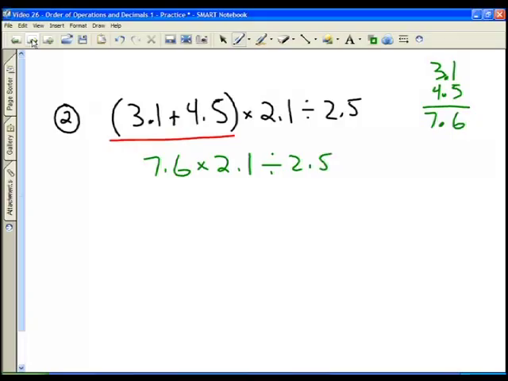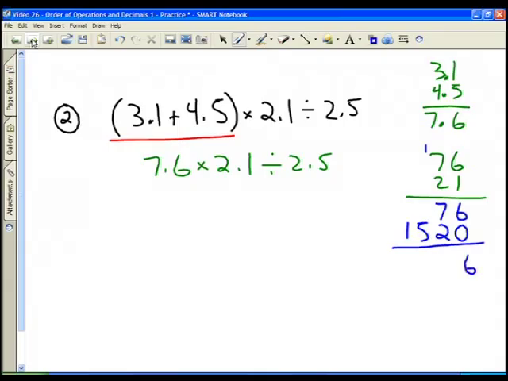And now 7.6 times 2.1. One times 6 is 6, and 1 times 7 is 7. I go to my next line, and I put a 0 placeholder. And now 2 times 6 is 12, so I write the 2 and carry the 1. And 2 times 7 is 14, plus the 1 I carried is 15. And now we add down. 6 plus 0 is 6, 7 plus 2 is 9, and here is my 15.